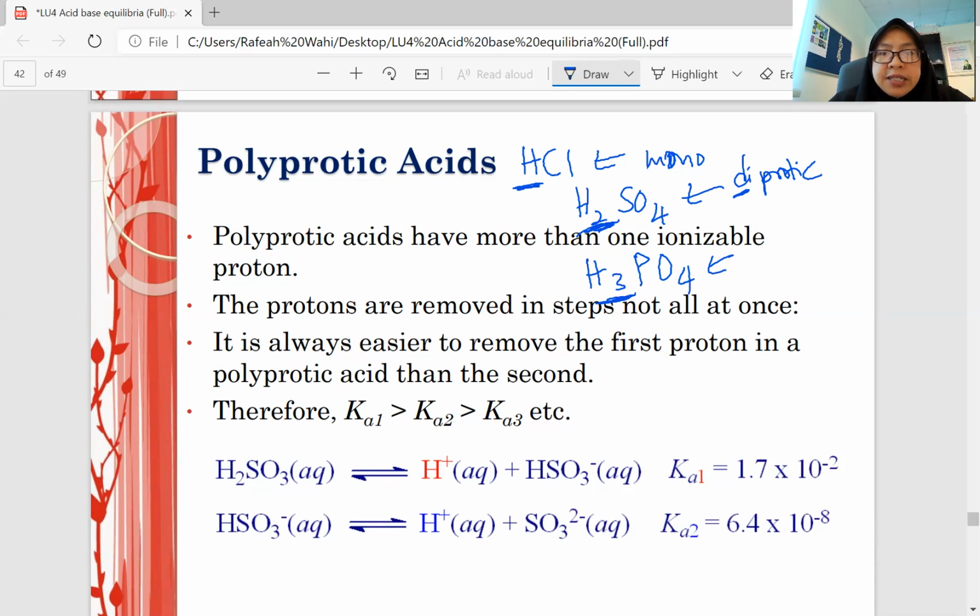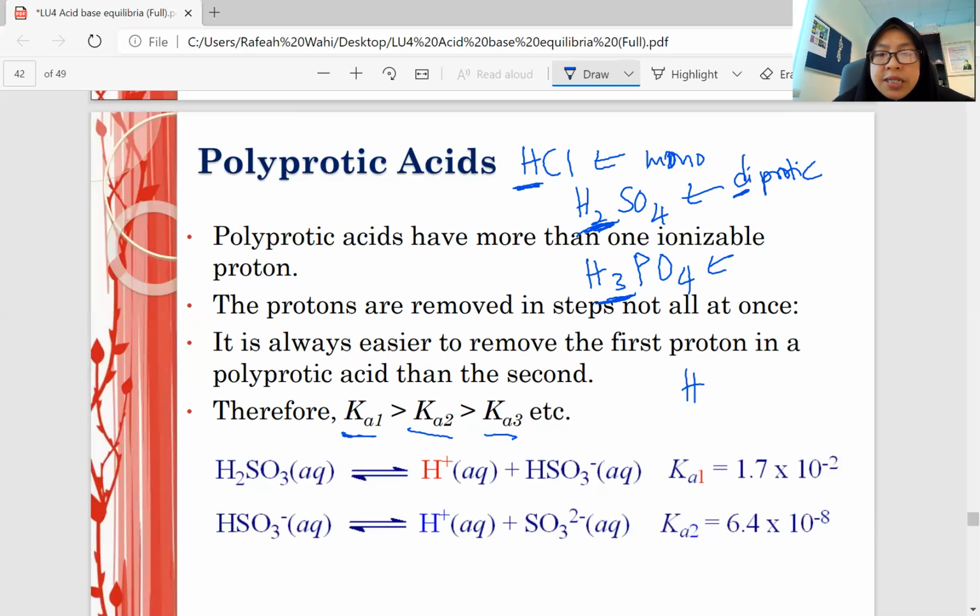Therefore, the release or dissociation of the proton in a polyprotic acid depends on the Ka, or acid dissociation constant, of each H available in the polyprotic acid. For example, in the case of H2SO3, the first H ionized has a Ka of 1.7 times 10 to the power negative 2, compared to the second H, which has a Ka of 6.4 times 10 to the power negative 8.